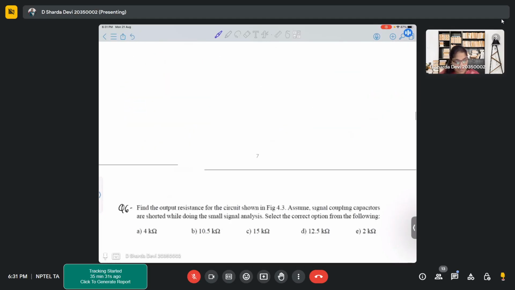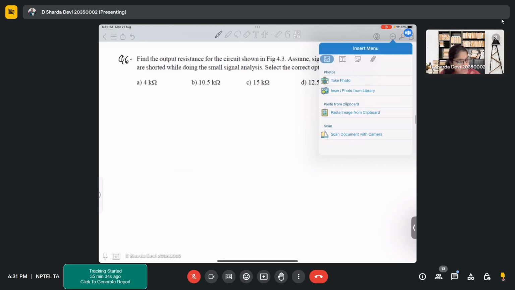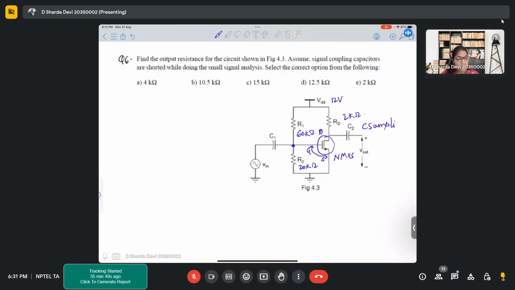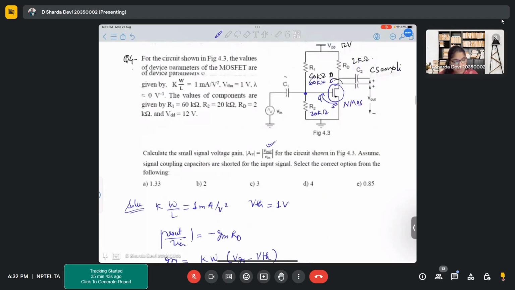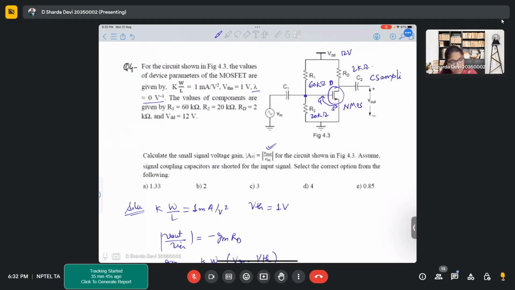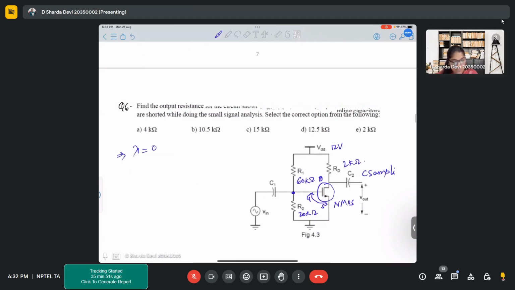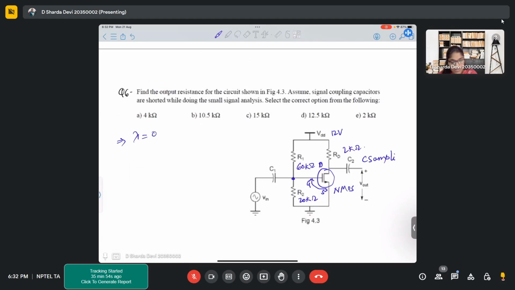Now moving to the next problem. In this problem, again for the same circuit, we have to calculate the output impedance. First of all, what was the value of lambda? Here lambda was 0. So when lambda is 0, what does it tell you? What does lambda equal to 0 mean? No dependency on VDS and RDS equals infinity, right? So yeah, we know that RDS is infinite.